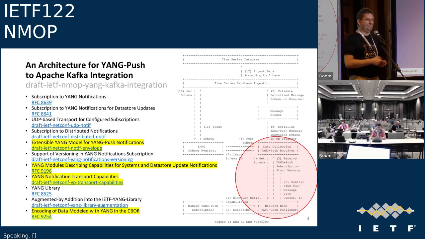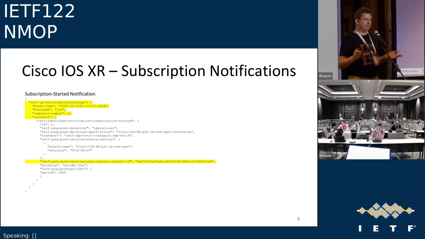As I said, the main focus is the capabilities discovery and the envelope. A small piece of news is that we had the first CBOR named identifier implementation. That's an example message from Cisco IOS XR. I marked in yellow the changes compared to the previous release we had at IETF 121. So you can see the YANG library content ID, the subscription started, and the envelope notification header.